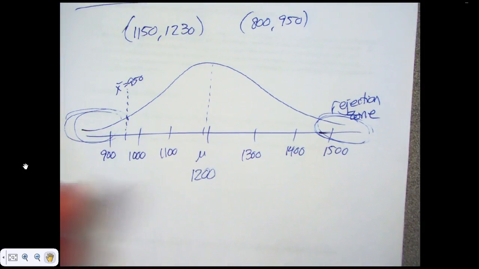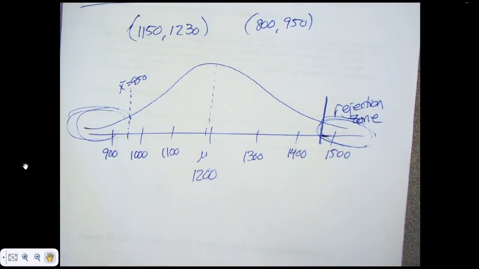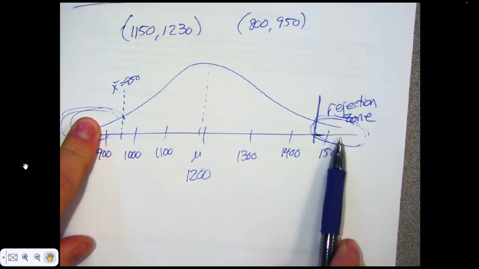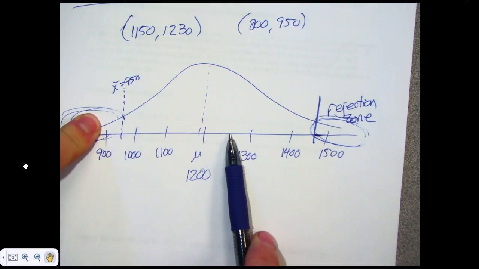We're going to mathematically determine where that rejection zone starts and stops, so we're not eyeballing it, like, oh, I think it's this. There'll be a way to say. But what I really want to hammer home is that the further you are away from the mean, the less likely it is that the mean is actually true.